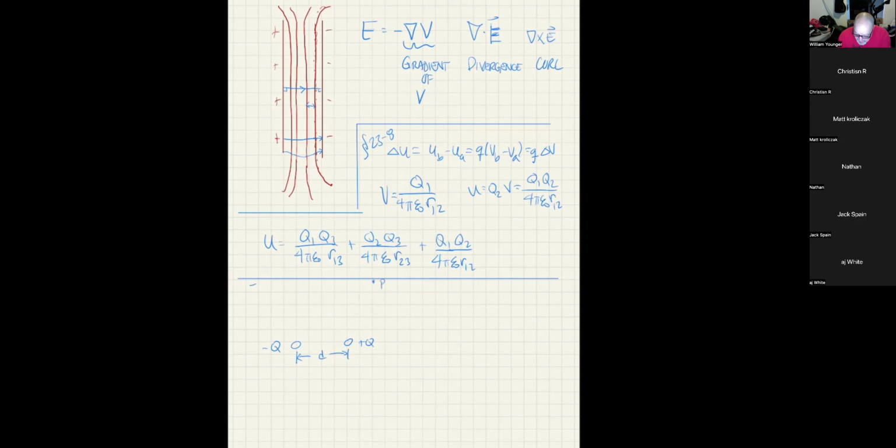There's a line connecting the positive charge to the negative charge, and I'm going to say it's this line. And then there's a line connecting the negative charge and the point P, like that. Boy, that turned out bad.